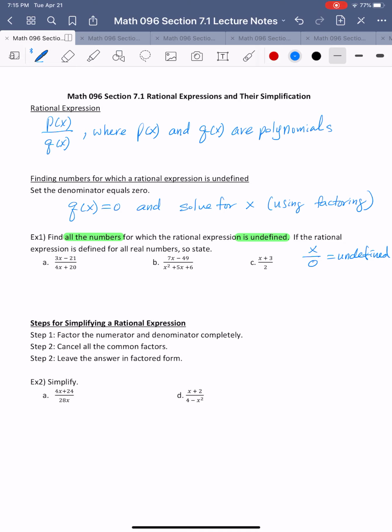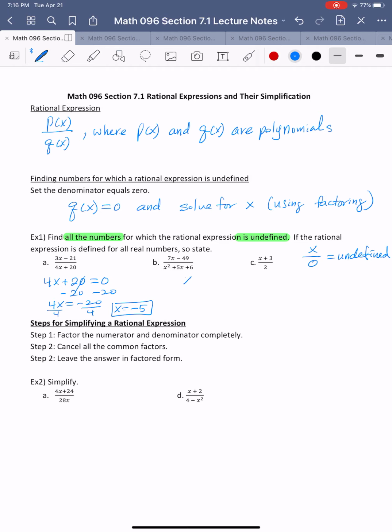So in order to find the undefined value, you need to set the denominator, which is 4x plus 20, equal to 0 and then solve for x. Subtract 20 from both sides, you get 4x equal to negative 20, divide by 4. So x equals negative 5. So negative 5 makes the undefined case for this one. If you plug it in, negative 5 times 4 is negative 20, plus 20 equals 0.